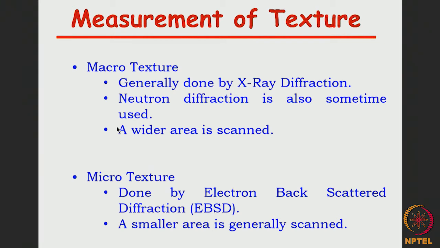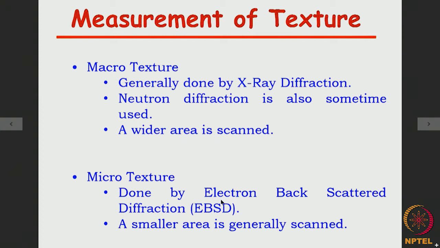So, it is on a macroscopic scale, a large number of orientations are found out from a large number of grains, and the texture is representative of the sheet material. Now, there is one thing which we must realize when we measure the macro texture. From the macro texture, it is impossible to find out what kind of orientation the individual grains are having.